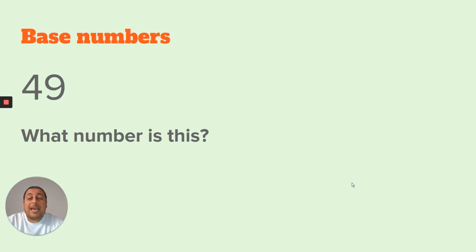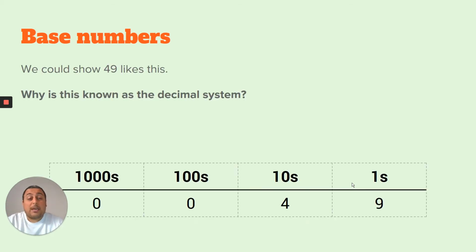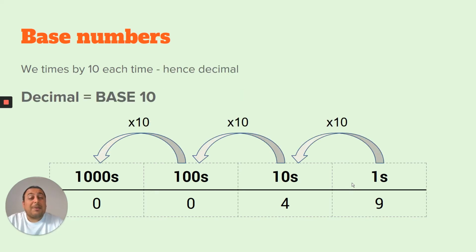That number over there is the number 49. And how do we know this? It's because the 9 is in the ones column and the 4 is in the tens column. We know this as the decimal number system because every time we go up a column, we multiply by 10. So the decimal number system is known to have a base of 10.